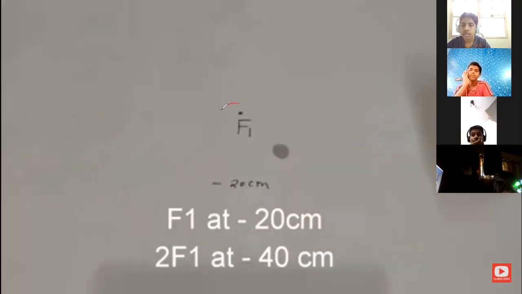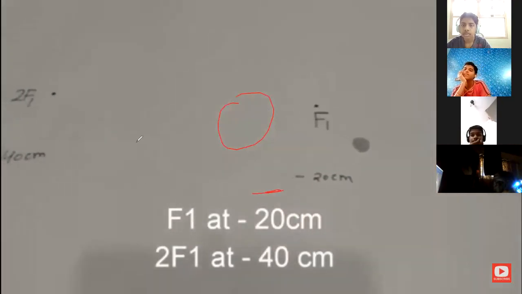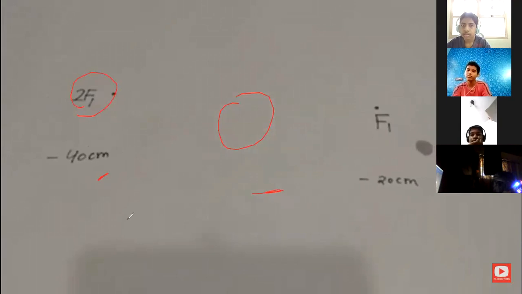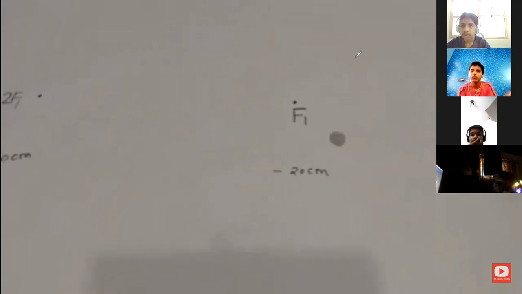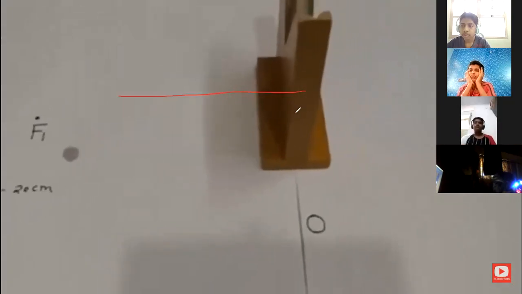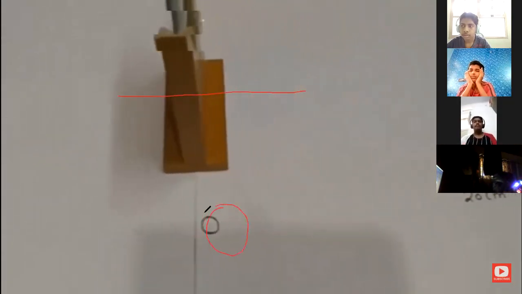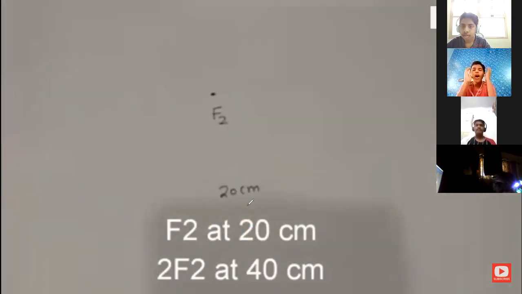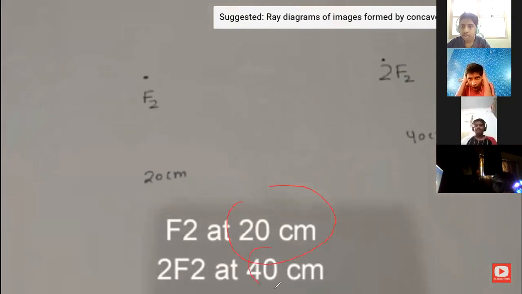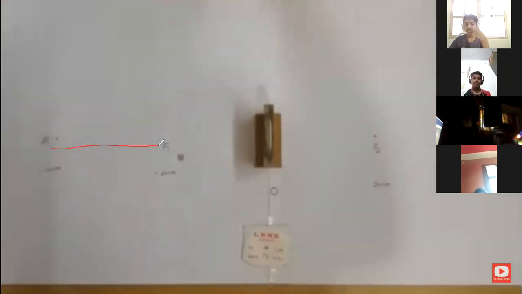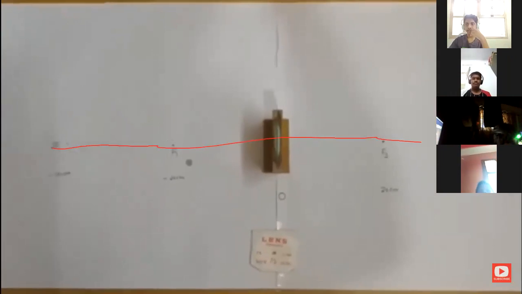So you can see I have marked f1 minus 20 centimeters. Okay, boys? Then 2f1 minus 40 centimeters. Guys, can you see this? Yes, boys? Then on the same straight line, that is on principal axis, I have placed my lens. Okay? And that is an optical center. And f2 and 2f2, what I am taking again 20 centimeters because it's focal length, and 2f2 is 40 centimeters exactly. Yes, guys, you can see clearly 2f1, f1, f2, 2f2.